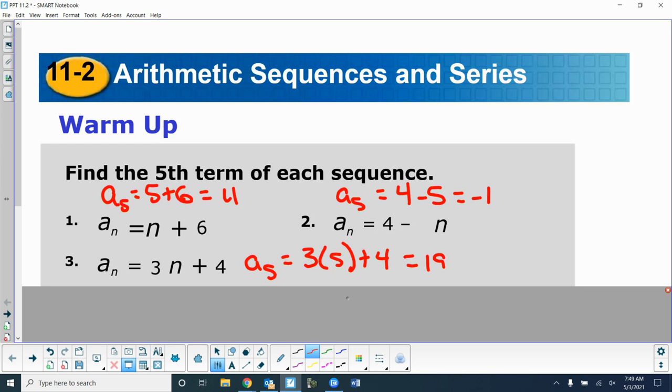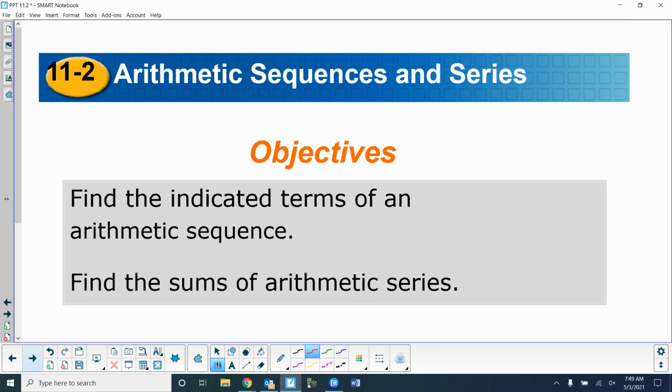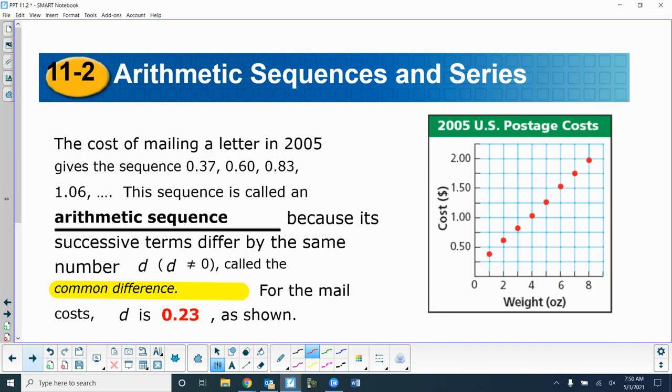Okay? Well, this week there's going to be a little formula for an arithmetic sequence, and then we're going to do sums also, like we did last week for the series. So this is just an example.